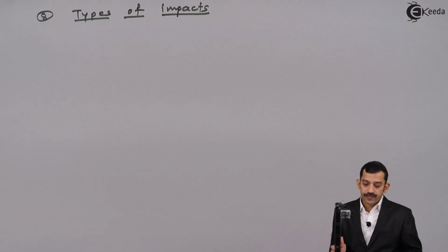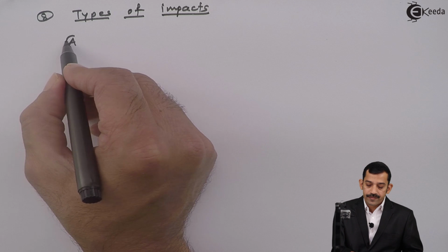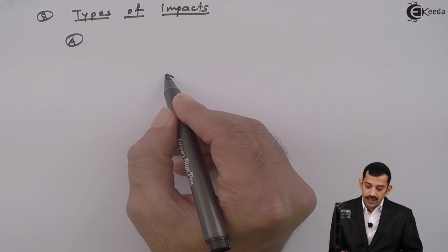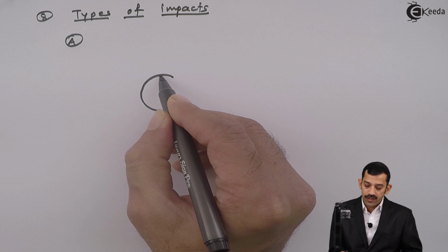For example, say this one is A. Now this one is say one body, this one is body 1.